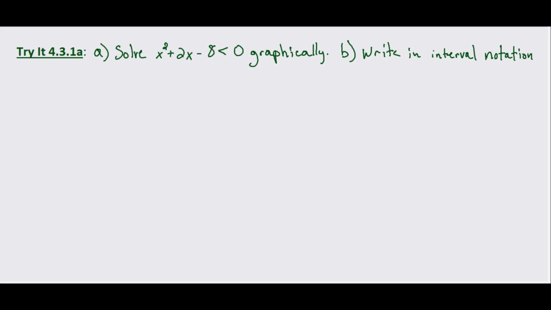So in this try it exercise, we are asked to solve x squared plus 2x minus 8 is less than 0 graphically, and we're asked to write the solution in interval notation. So first off, let's look at what's on the left side of this inequality, x squared plus 2x minus 8, and let's view it as if it were a function. So f of x equals x squared plus 2x minus 8.